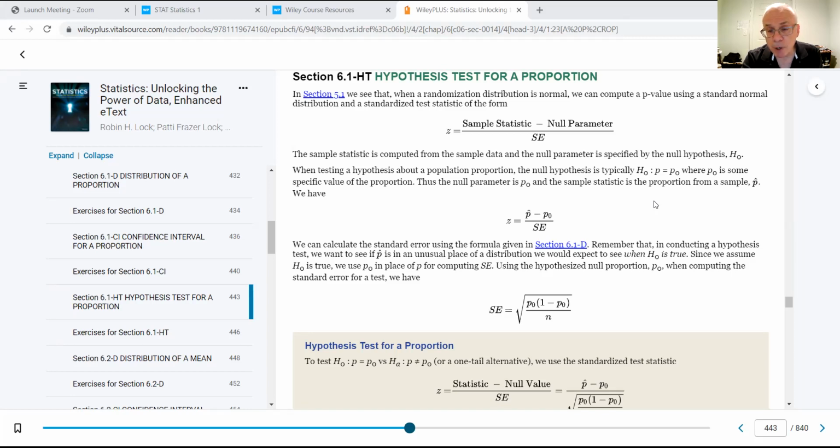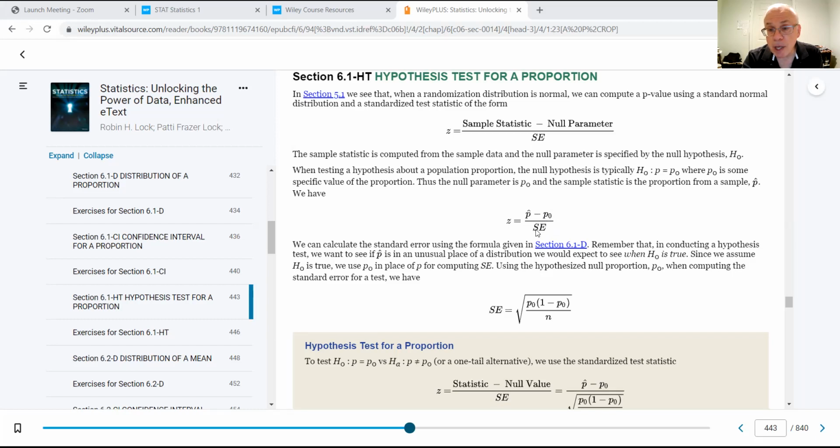So in the book, it uses p sub 0 as the hypothesized proportion from the null hypothesis, and p hat, of course, is your sample proportion. All right. So the numerator is the same as it was in chapter 5. That's what we used before.